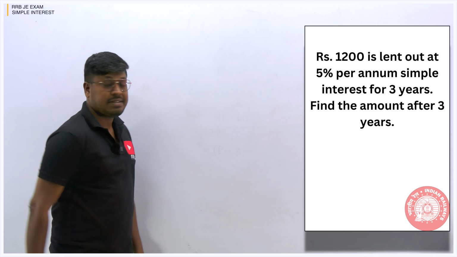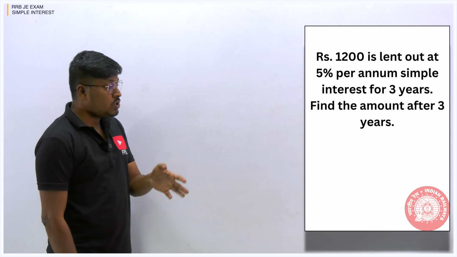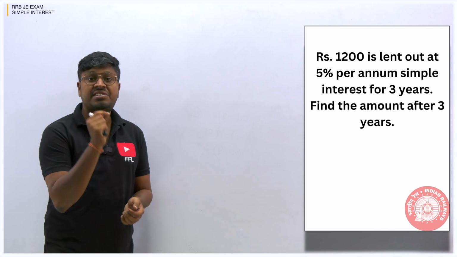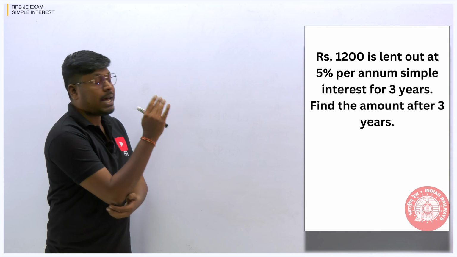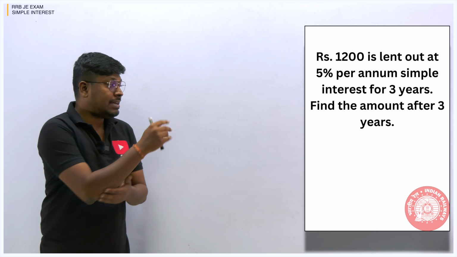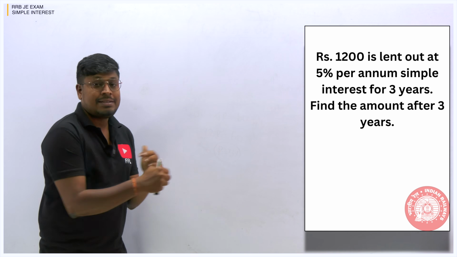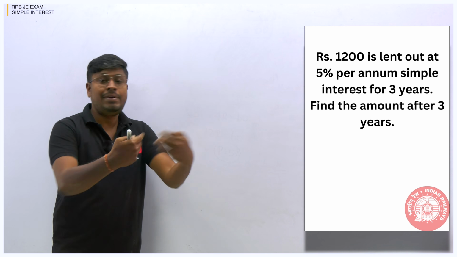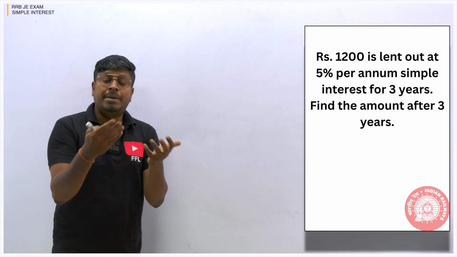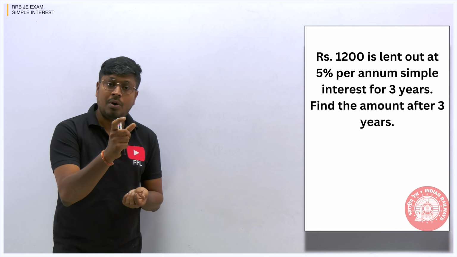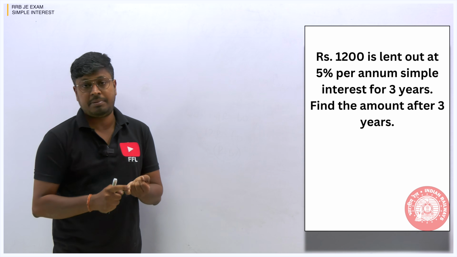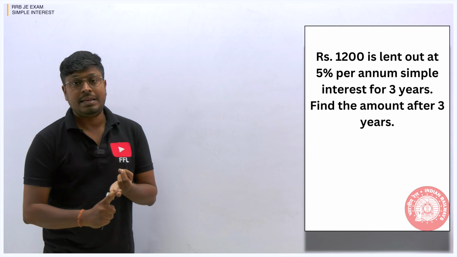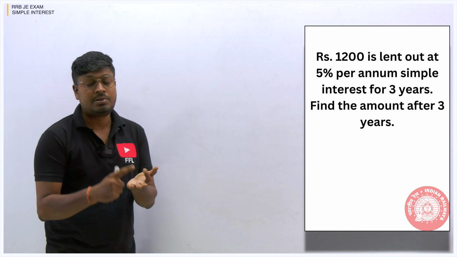So here is the first question. Rupees 1200 is lent out at 5% per annum simple interest for 3 years. Find the amount after 3 years, right? Just see here, rupees 1200 is lent out. What is the meaning of it? If it is lent out, then he is giving it to someone, right? So that means it is the principal amount. 1200 is not the overall amount, 1200 is the principal amount. They have given the principal amount, the rate of interest per year, as well as the time duration of 3 years.